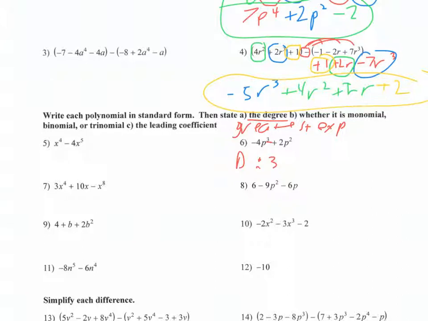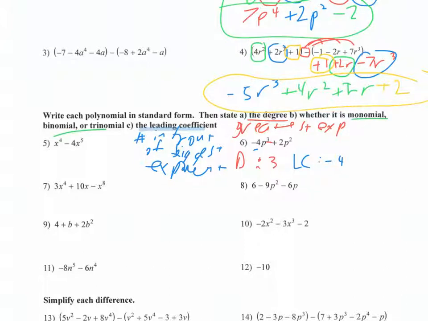And then I'm actually going to do the leading coefficient next. Let me color code this. So the leading coefficient is actually the number in front of the biggest exponent. So in this case, it's that negative 4 there. And so that's definitely connected to the degree. And then lastly, I see we have 2 terms here. So for monomial, binomial, trinomial, we have 2 terms, and so that's a binomial.